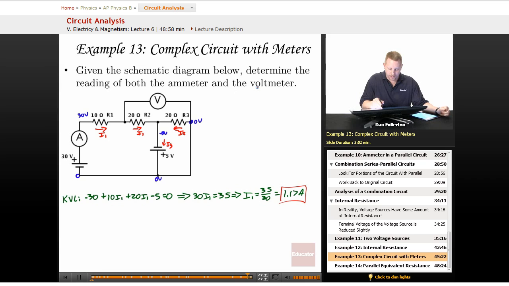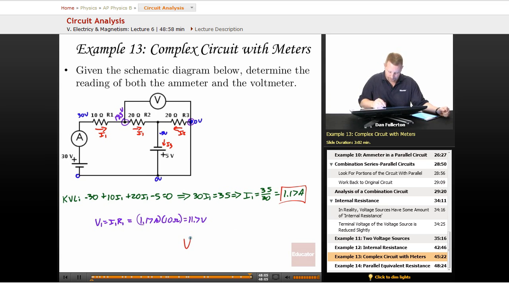All right, let's try and find the reading on the voltmeter. Well, the voltage drop across this R1 is going to be I1 times R1. So V1 equals I1 times R1. That drop then, I1, 1.17 amps times R1, 10 ohms, is going to give us a drop of 11.7 volts. If this side is 30 and we drop 11.7, that must mean we have 18.3 volts left over here. And the voltmeter measures the difference from this point to that point. That's how it's attached. The difference between 18.3 and 0 volts is just 18.3 volts.